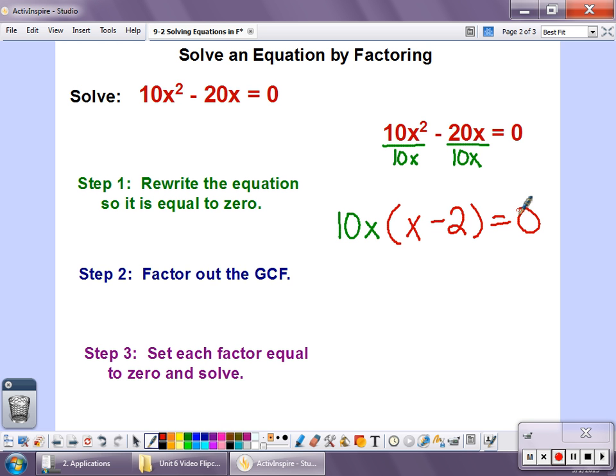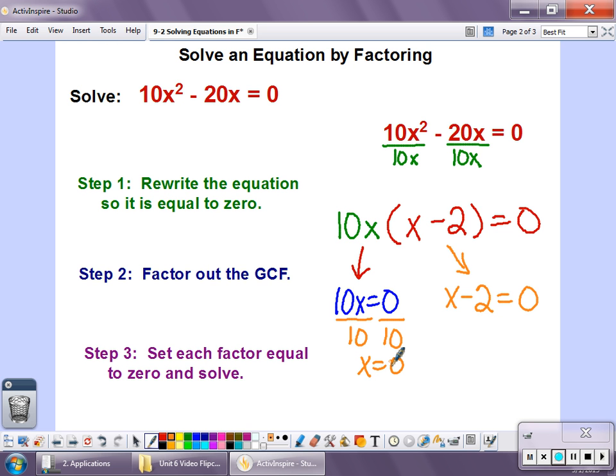Now that I have a factored equation, I know that either this factor right here has to equal 0, or this factor has to equal 0. So my step is to make each factor equal 0, and then solve. Divide both of these by 10, and I see that x could be 0, or over here I'm going to add 2 to both sides, and I see that x could also be 2. So for this problem, x is either going to be 0 or 2.